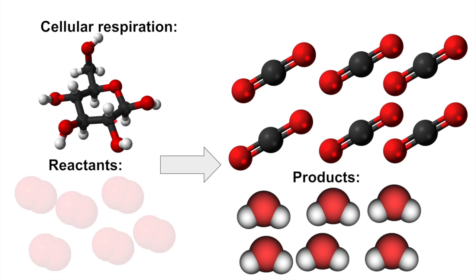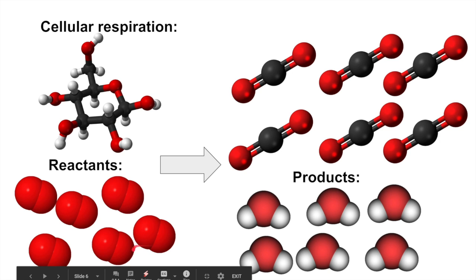So we need 6 oxygen molecules, which will have 12 oxygen atoms. 1, 2, 3, 4, 5, 6, 7, 8, 9, 10, 11, 12 more oxygen on this side. So now we have the same number of atoms on this side of the equation as we do on this side of the equation. Our equation is balanced.